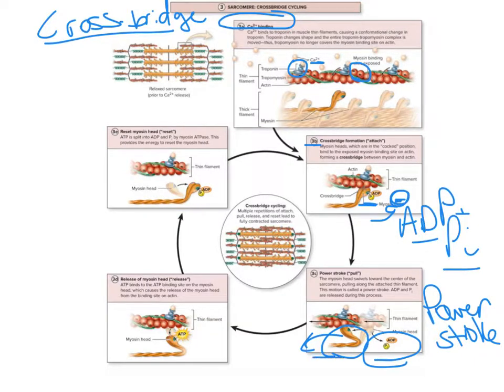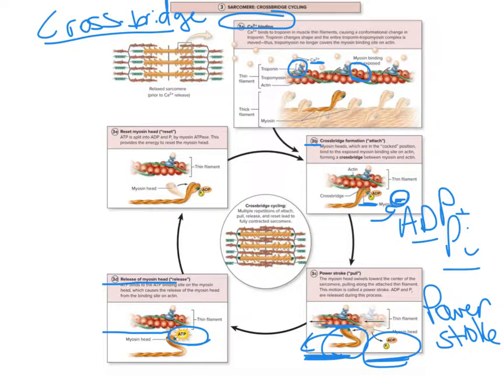So at this point, the myosin and the actin are bound together. The myosin head swivels, the ADP and the inorganic phosphate are released, but the myosin head is not released. The myosin head is still attached to the actin. In order to get the release of the myosin head, you have to have ATP. ATP will bind to the ATP binding site on the myosin head, and that will cause the release of the myosin head from the actin.